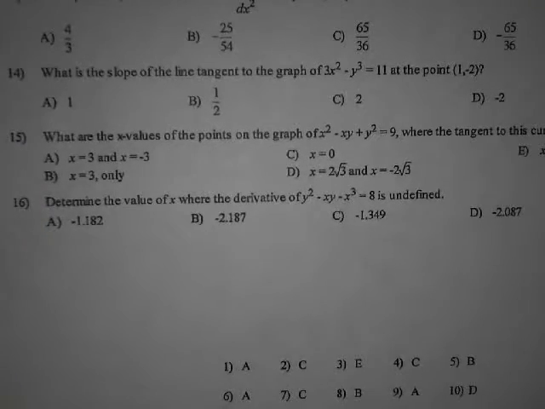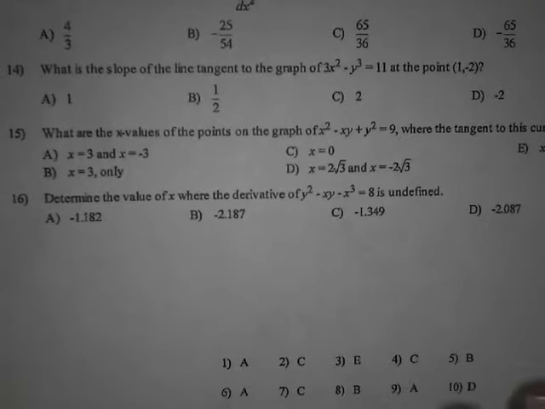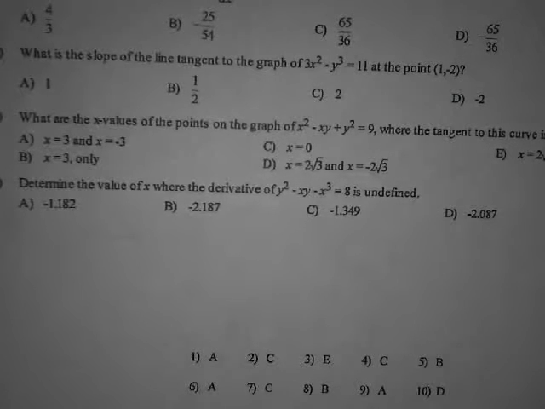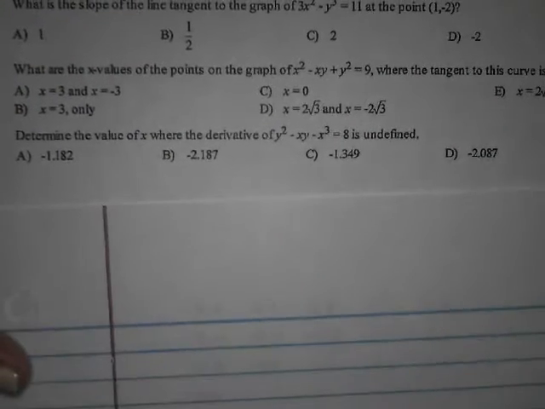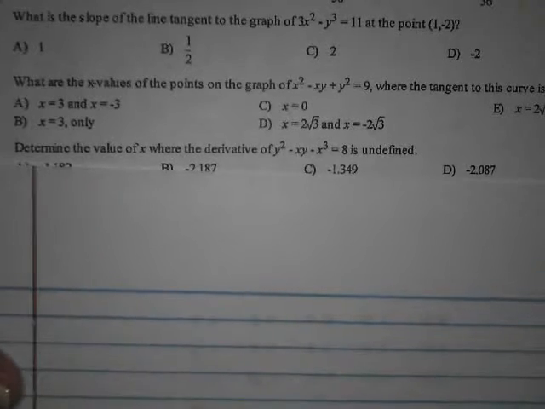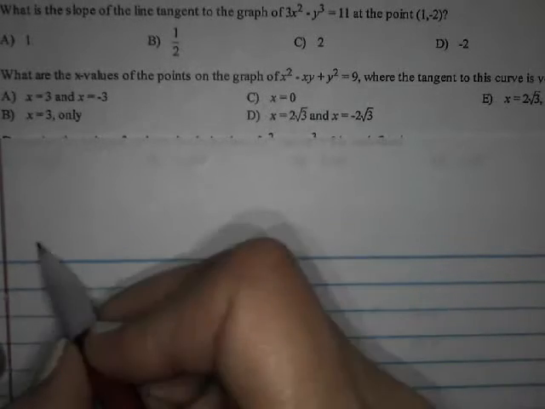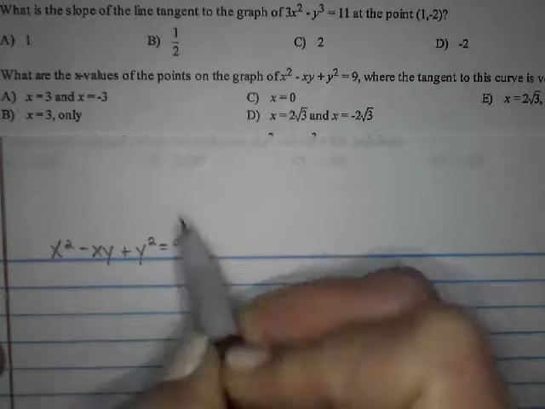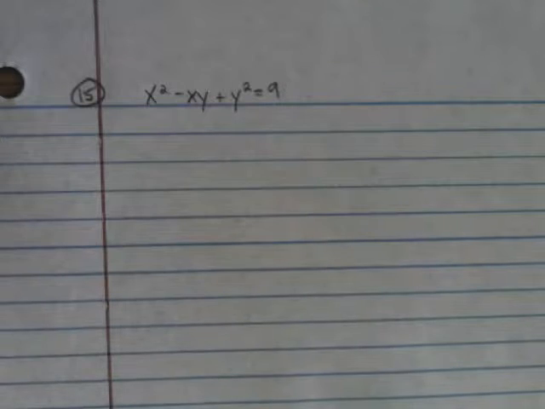What are the x values? We're going to do 15. What are the x values of the points on the graph of x squared minus xy plus y squared equals 9, where the tangent to the curve is vertical? So on my separate sheet of paper, number 15, I'm just going to write down the original problem. And I'm looking for only the x-coordinates where the tangent to this is vertical.